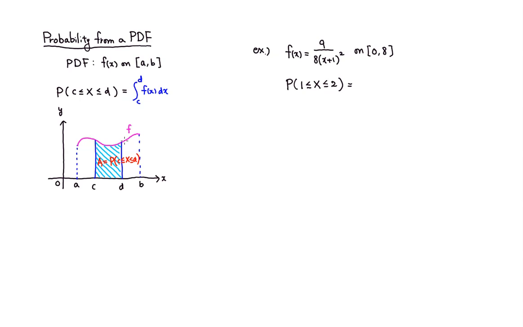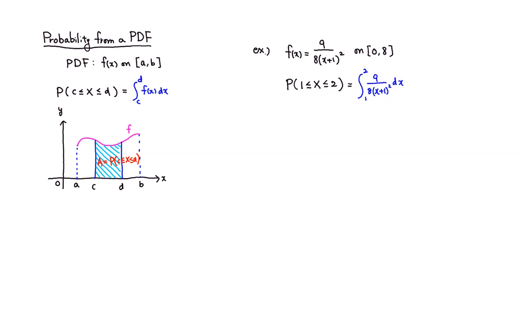All right, let's look at a simple example. Let's say a probability density function is given, f of x equals 9 over 8 times quantity x plus 1 squared, all on the bottom, defined on the interval from 0 to 8. If you want to find the probability of the random variable falling between 1 and 2, as we said, we just have to integrate it. So you have an integral from 1 to 2 of the probability density function, 9 over 8 times quantity x plus 1 squared, with respect to x.